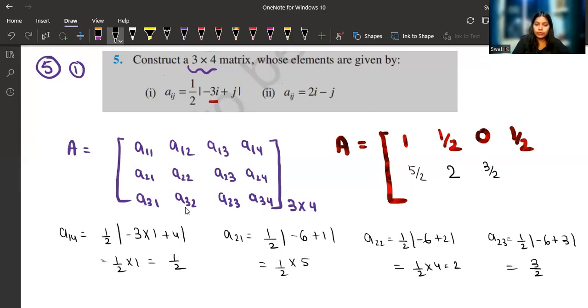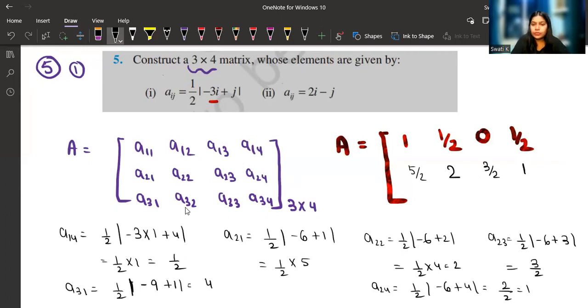And A24 will be half, then minus 6, and then plus 4 only. So minus 6 plus 4 is minus 2, but outside it is 2 only. 2 divided by 2 is 1. So the entry is 1. Next is now A31. So A31, that means half times inside modulus, it is going to be 3 only. So minus 3 times 3 is going to be minus 9. So every time you can just put minus 9 plus 1, that is half times 8, because minus 9 plus 1 is minus 8, but outside it is 8 only. So 8 divided by 2 is 4. So this entry is 4.